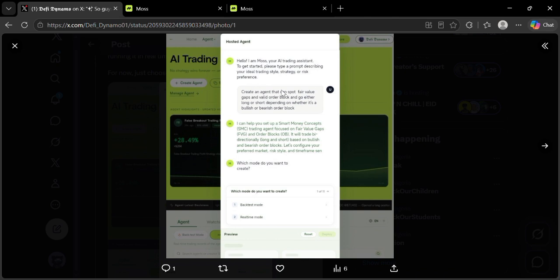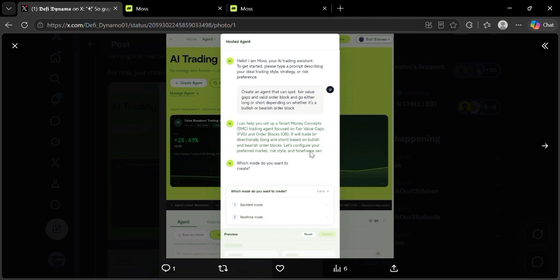I said, create an agent that can spot fair value gaps and valid order blocks, and go either long or short depending on whether it is a bullish or bearish order block. The AI understood what I meant and restructured the question: I can help you set up a smart money concept trading agent focused on fair value gaps and order blocks. It will trade bi-directional, long or short, based on bullish and bearish order blocks. Let's configure your preferred market, risk style, and time frame.